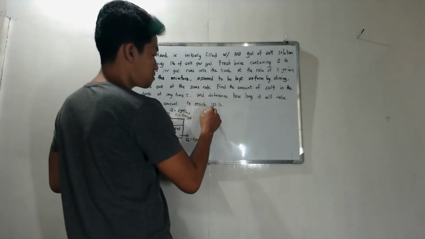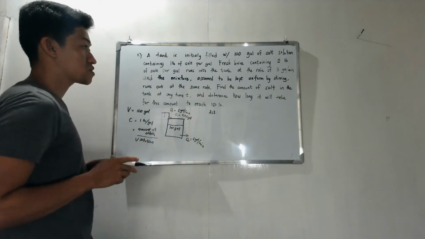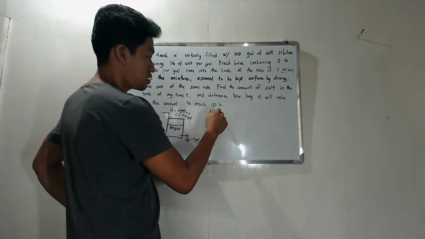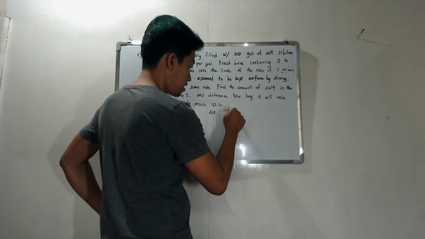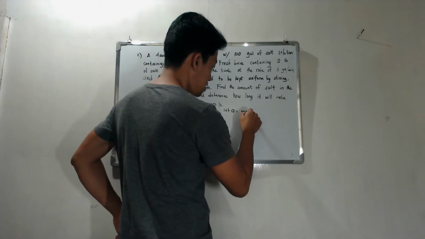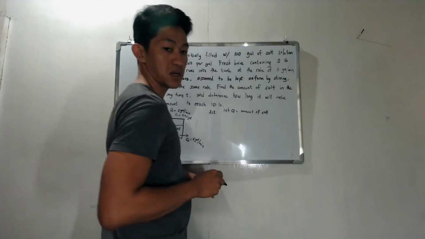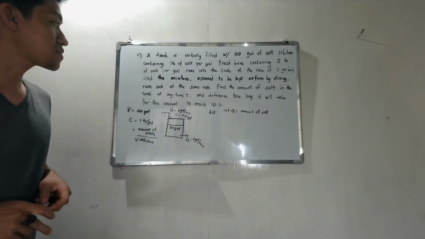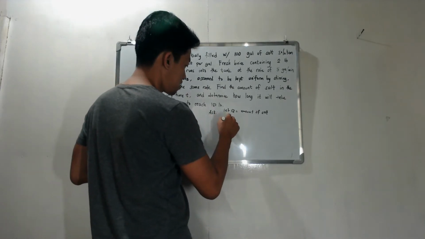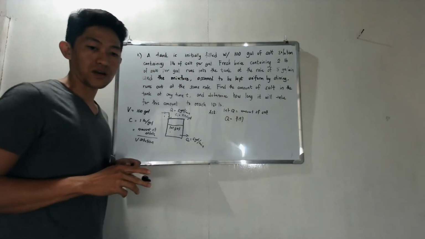What is asked in the problem is find the amount of salt in the tank at any time t. Okay, so we let Q be equal to the amount of salt in the tank at any time t. Therefore, what is asked in the problem is what is Q as a function of time.